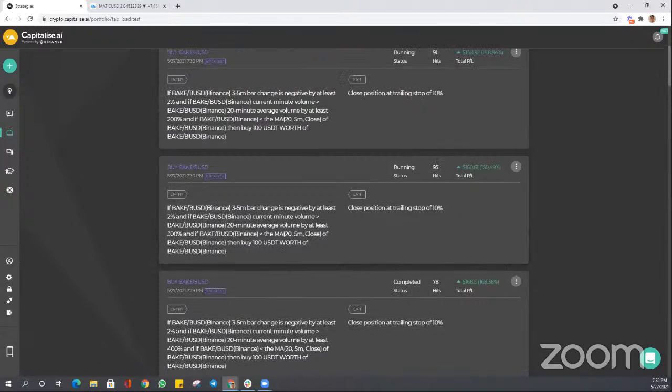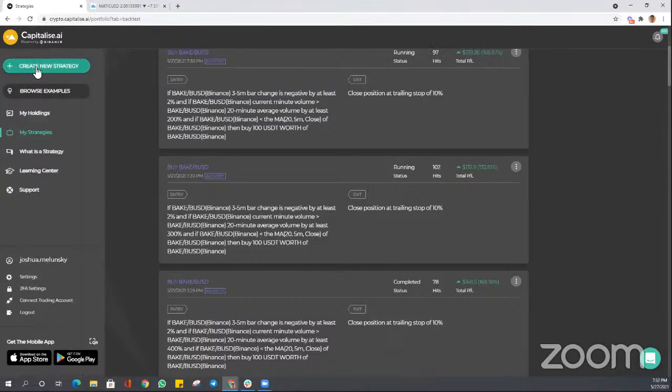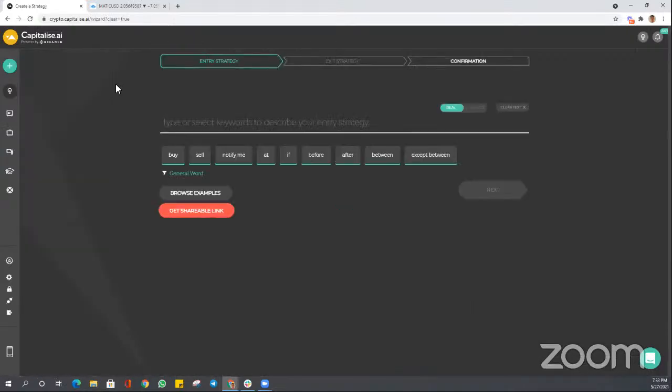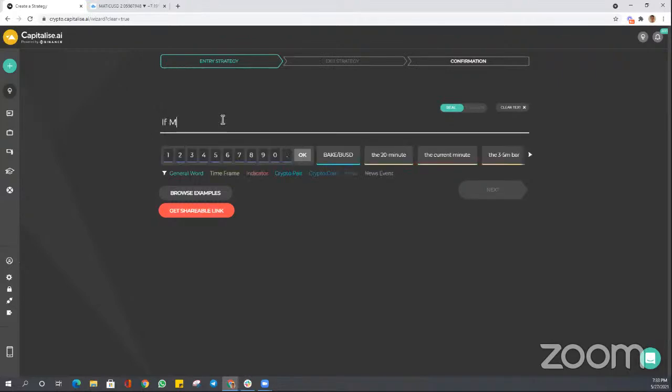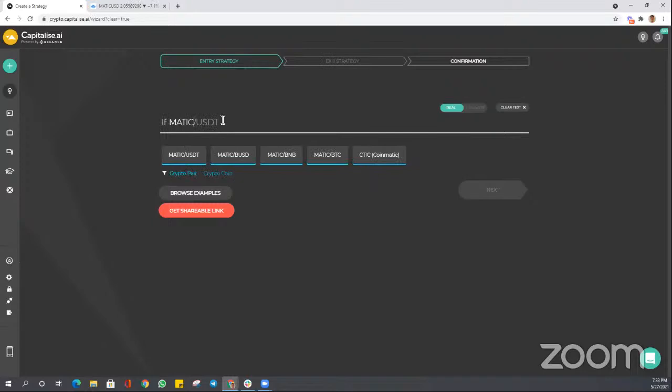Traders, we've actually run over time. I just want to go through one more strategy with you that I have been running, and let's create that, and then we'll come back to this. We'll have a couple more minutes. So I'm going to go back to create new strategy while these are running. And just to show you here, let's just do the strategy on Matic.